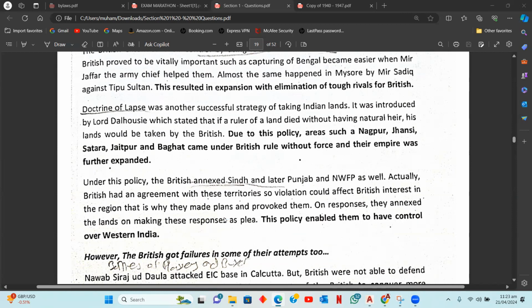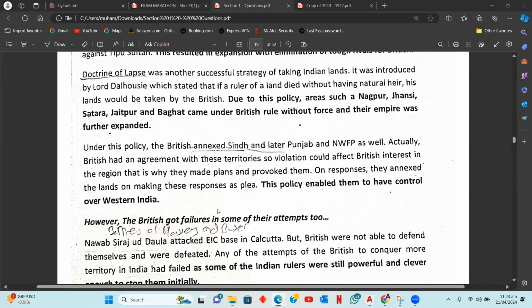And then another success was the annexation of Sindh, NWFP and Punjab. The British had signed agreements against wars with these territories, but they provoked them. They tried to provoke them by intruding over the borders, just so the other party would initiate an attack first, and the British would get a reason to say, because of this attack, we're just retaliating. So the strategy also worked, and they were able to take control of these lands through this provocation.